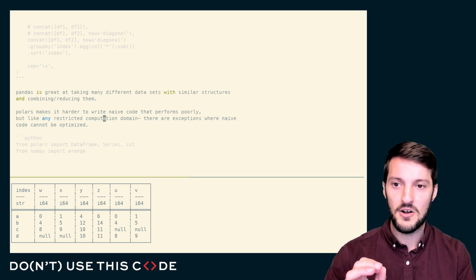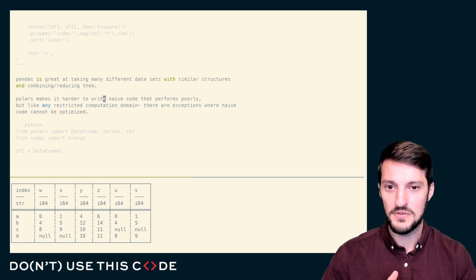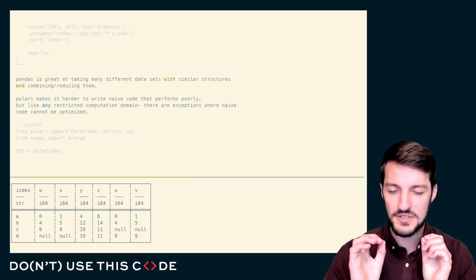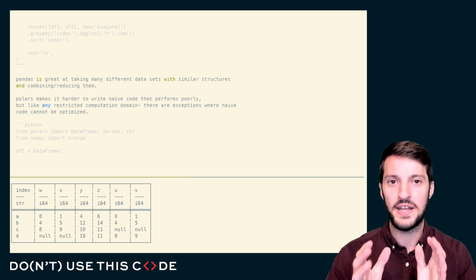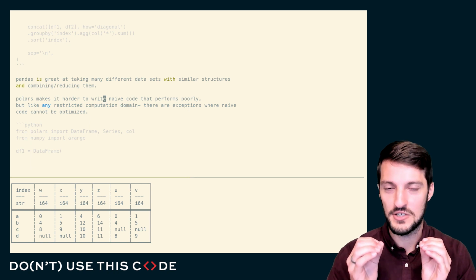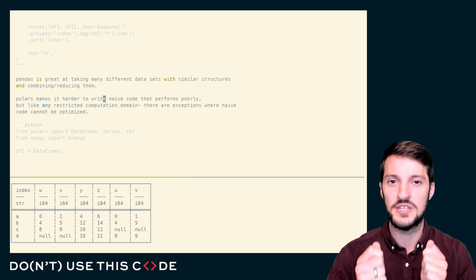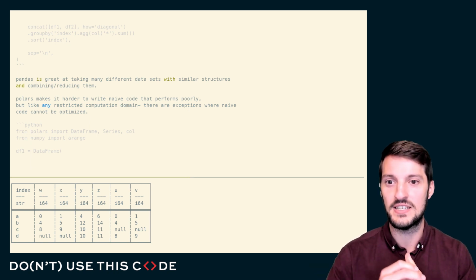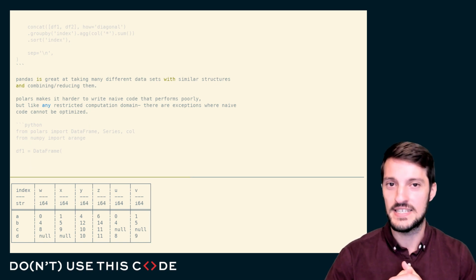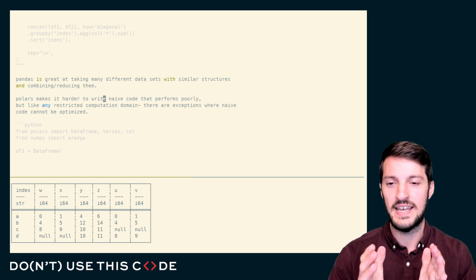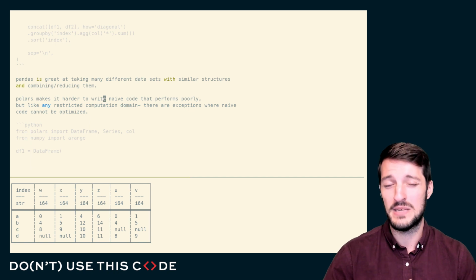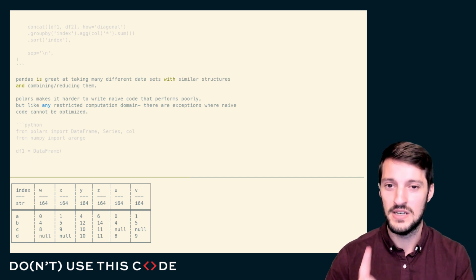Polars does make it harder to write naive code that performs poorly, and this is one of its greatest strengths. The code that I write in Polars is typically going to operate extremely, extremely quickly compared to Pandas. In Pandas, it's very easy to take a naive code approach and actually have something that performs maybe even worse than pure Python.